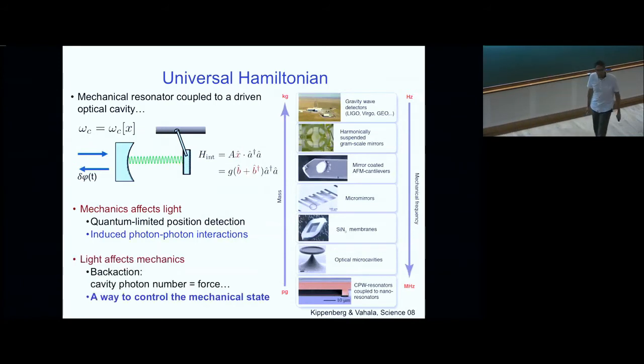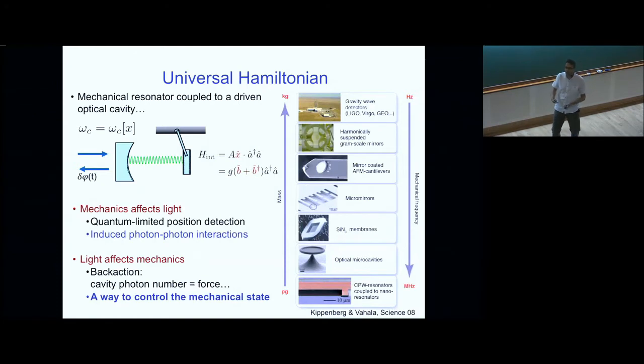So the other aspect of this Hamiltonian is let's look at the physics from the point of view of the mechanical resonator. From the point of view of the mechanical resonator, anything that multiplies x in a Hamiltonian is a force. So in this case, the force on the mechanical resonator is proportional to the photon number in the cavity. That is the radiation pressure force. So the idea is through this coupling, through this interaction, we should be able to control the state of the mechanical resonator using the photon field in the cavity.